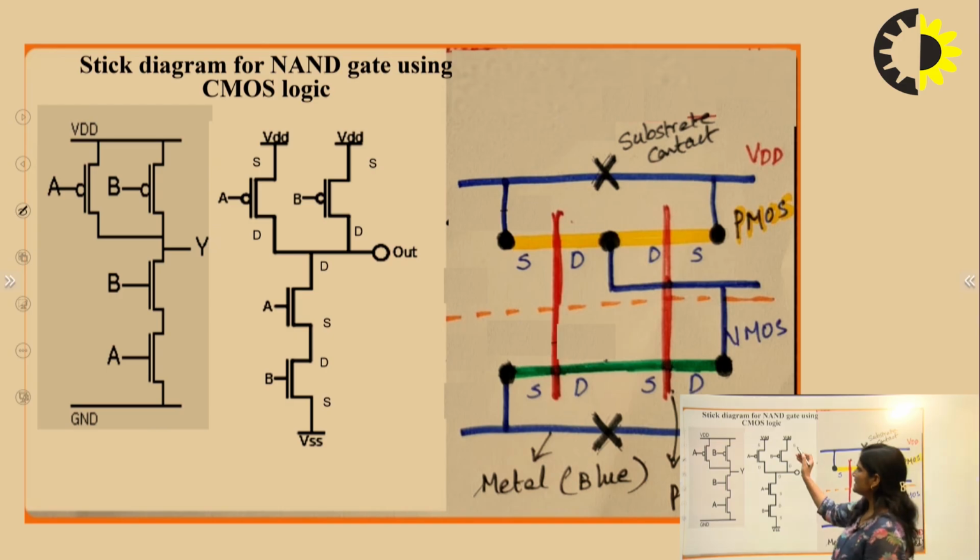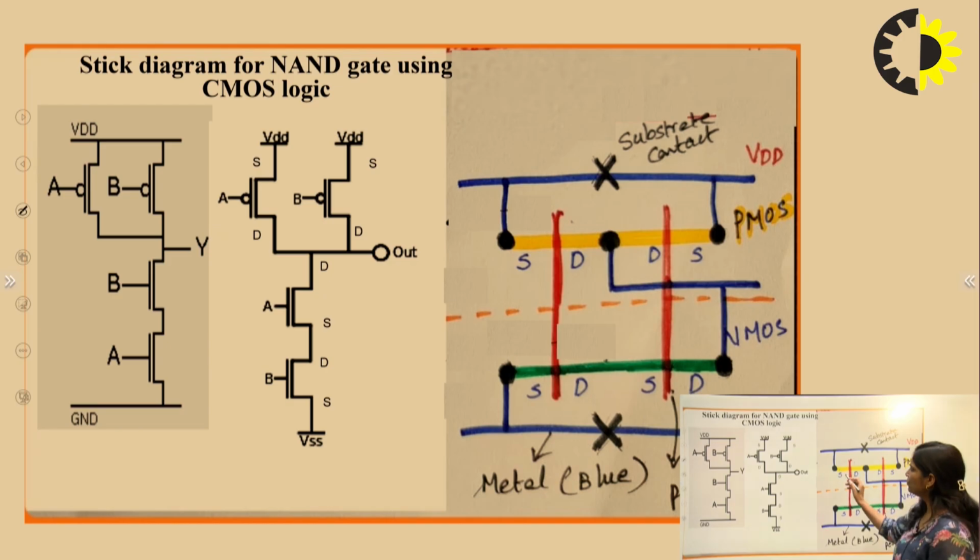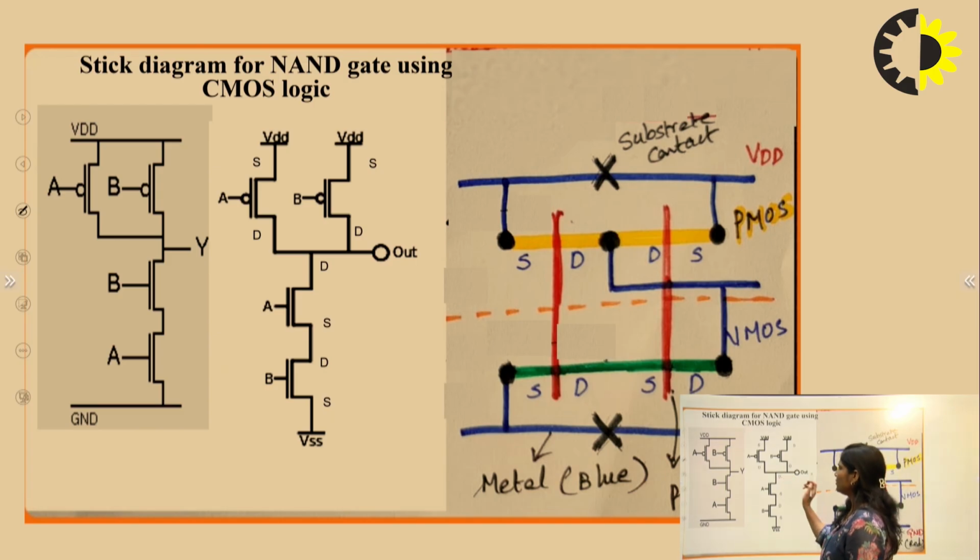Now here we can see source and source are connected to VDD. So here you can write source, drain, drain, source, source, drain, drain, source. Now you have to see source and source of PMOS are connected to this VDD. So you can see there is a connection between source and VDD. Now drain and drain, both drains are connected to the output. So for both drains you can take a common metal line, and this is connected to the output.